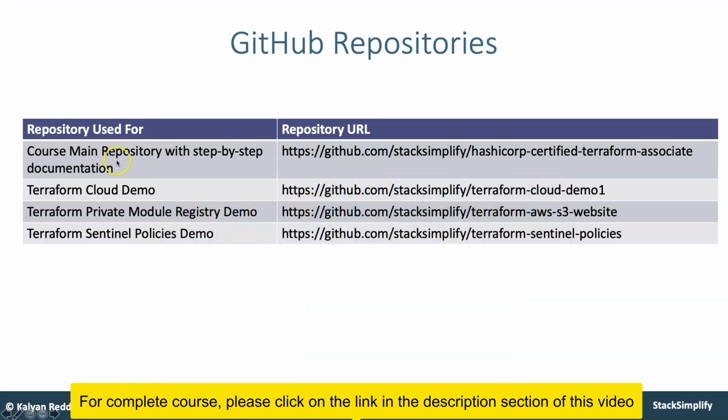So if you come here, you will have the course main repository, which is HashiCorp Certified Terraform Associate, and you will also have the Terraform Cloud demo repository, the Terraform private module registry demo repository, and also the Terraform Sentinel policies demo repository. Up to here, it completes the high-level introduction of the course.